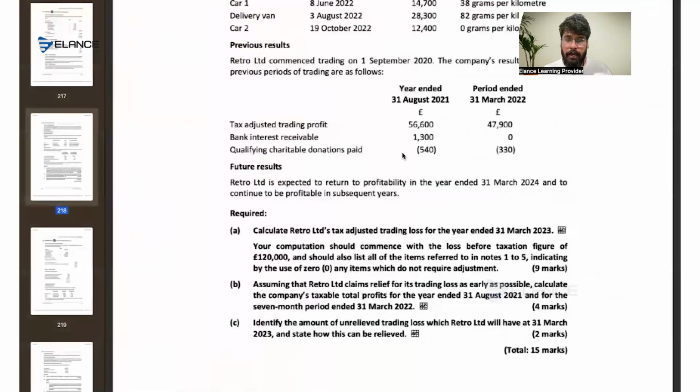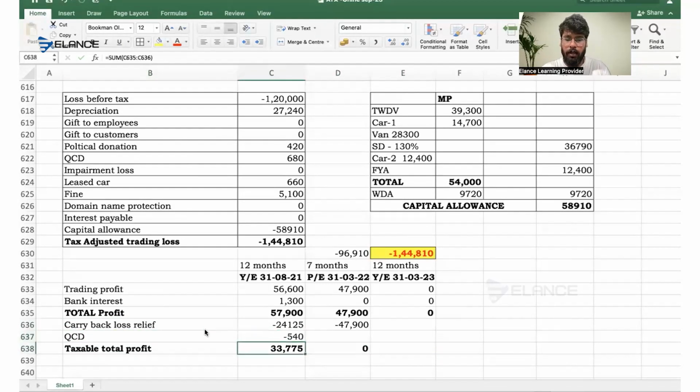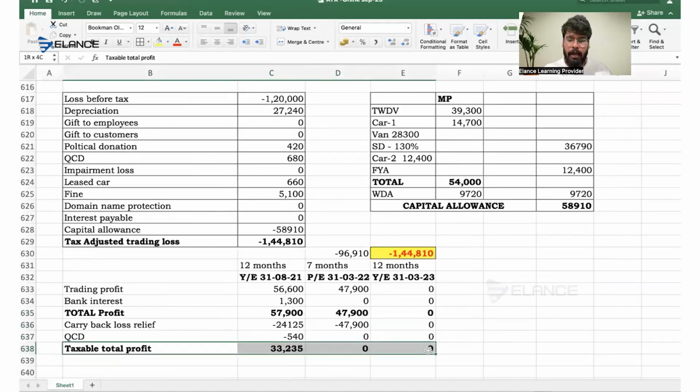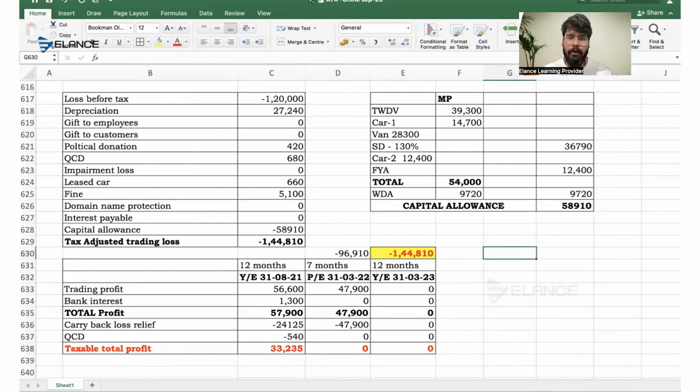In the question itself, they are deducting a qualifying charitable donation. QCD is there. From the total profit, we can set off the QCD. So here we can set off QCD of 540. And the 330 of the QCD will be unrelieved. Okay, so it will be the answer of the second requirement. So we are done with the second requirement.